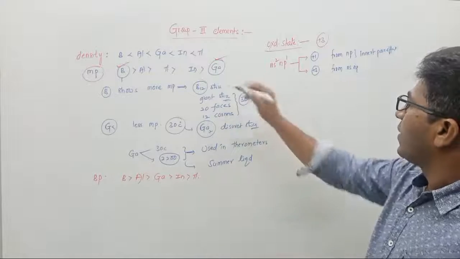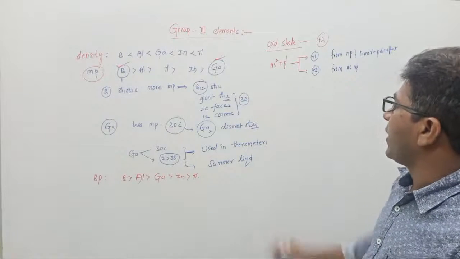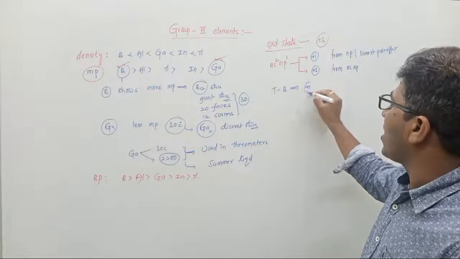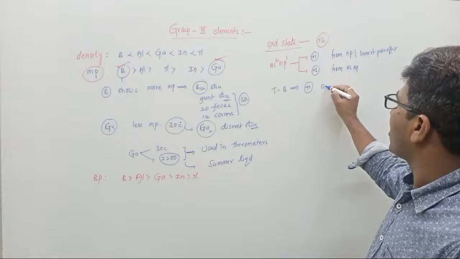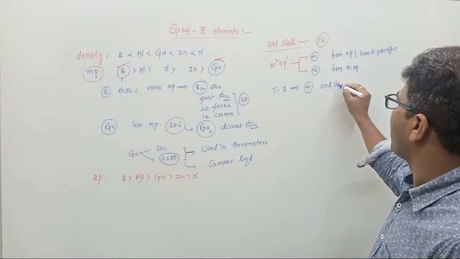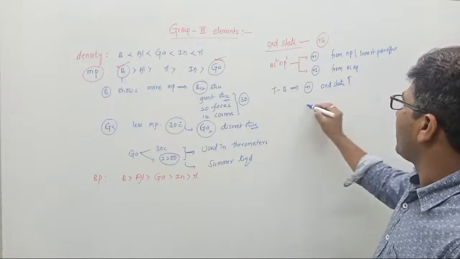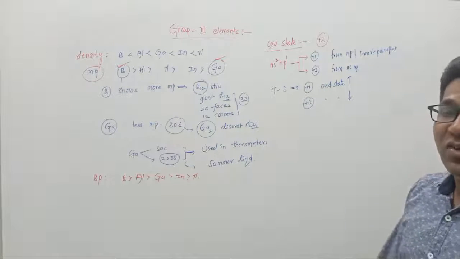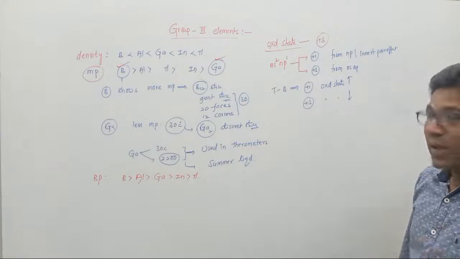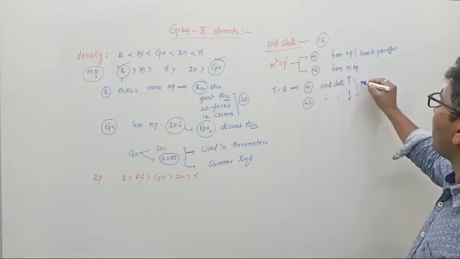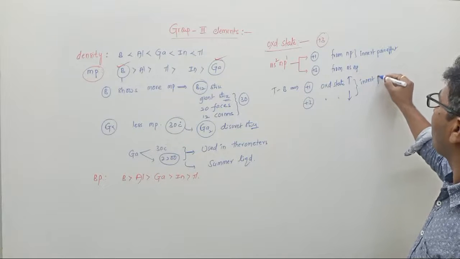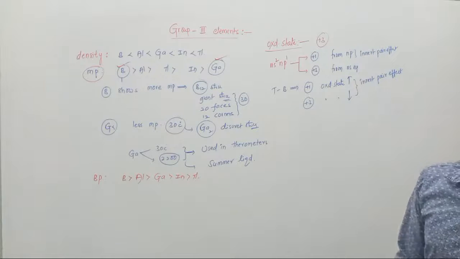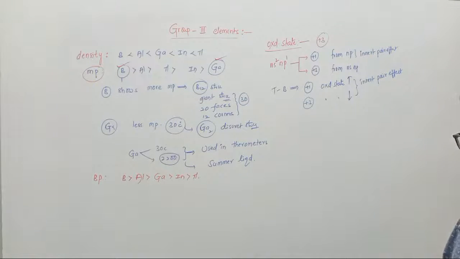Next. Now compare +1 and +3 stability. Top to bottom, +1 oxidation state increases, but +3 oxidation state decreases. Same by, what is the reason? Inert pair effect, or transition effect.